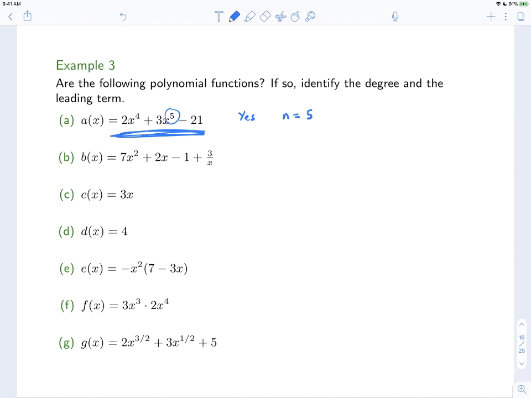The general form would be a of x equals 3x to the 5 plus 2x to the 4 minus 21. This is the same polynomial. It's the same function. I've just written it in a slightly different way. I've just reordered the terms. So the degree here is 5, and the leading term is 3x to the 5. So this is the leading term.